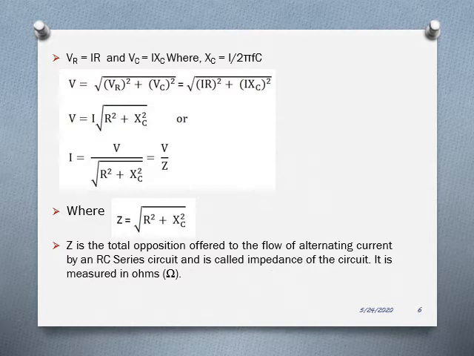So from here you can derive the equation for current. I will be equal to V by Z, where Z is the total opposition offered to the flow of alternating current by an RC series circuit, and it is called the impedance. It is always measured in ohms, where R is the resistance and XC is known as the capacitive reactance. Capacitive reactance also has a unit of ohm. XC is equal to 1 by 2 pi fC.